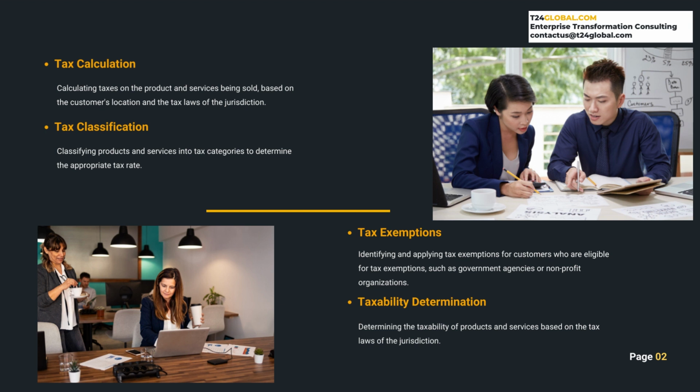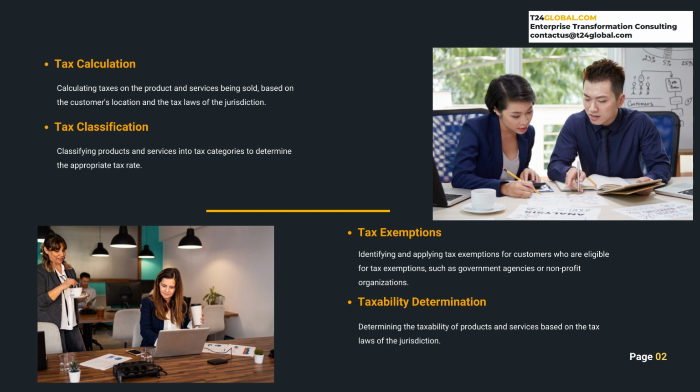Tax classification. Classifying products and services into tax categories to determine the appropriate tax rate. This involves categorizing products and services based on their characteristics and determining the applicable tax rate for each category. Tax exemptions. Identifying and applying tax exemptions for customers who are eligible for tax exemptions, such as government agencies or non-profit organizations. This involves understanding the criteria for tax exemption and applying the exemption to the appropriate transactions.